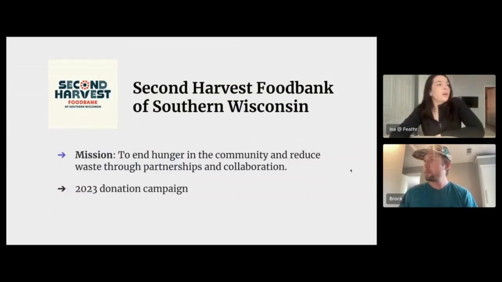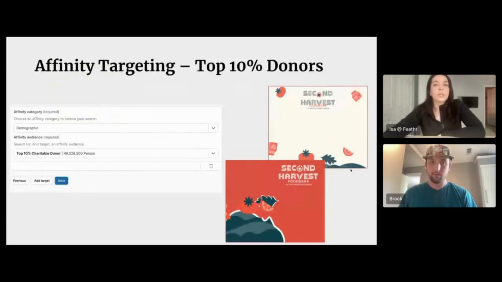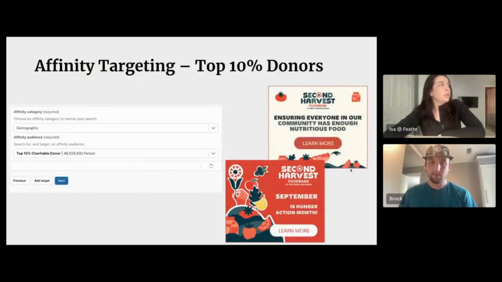Their mission is to end hunger in the community and reduce waste through partnerships and collaboration. And the campaign we're going to be looking at is a series of donation campaigns that they ran over the course of 2023. This includes some awareness campaigns, some engagement, and some conversion. We're going to be focusing specifically on the awareness campaigns that they ran, but I'll show some results at the end of this example in terms of the donations that they brought in from all of those campaigns combined. So this first example is the affinity targeting campaign that they ran.